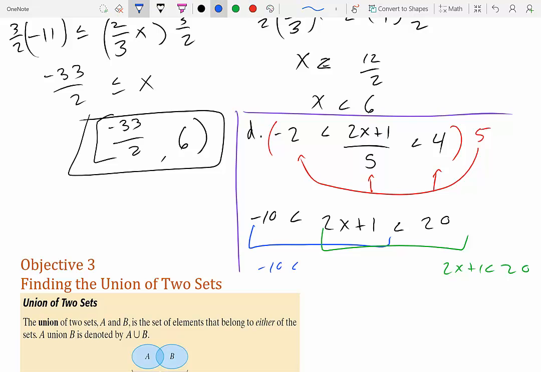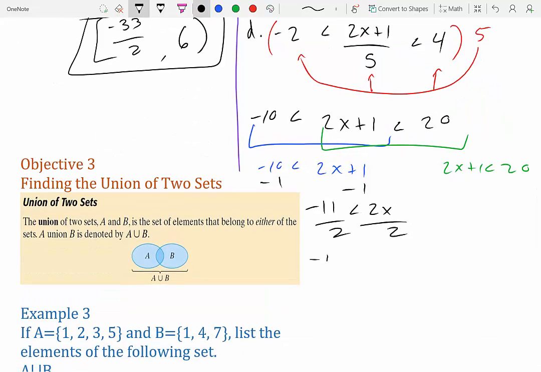And negative 10 is less than 2x plus 1. So we're going to solve for both of these. Subtract 1 to both sides. We have negative 11 is less than 2x. Divide by 2. So we have negative 11 over 2 is less than x.